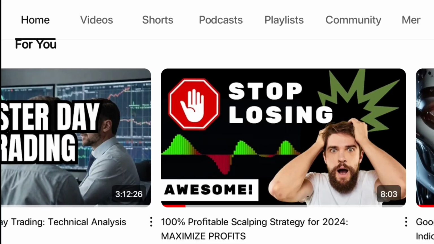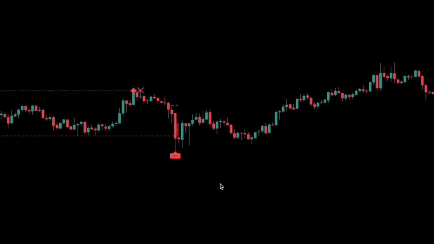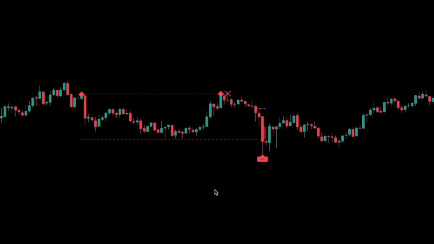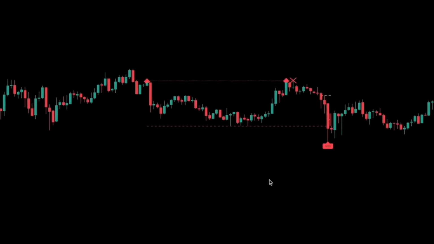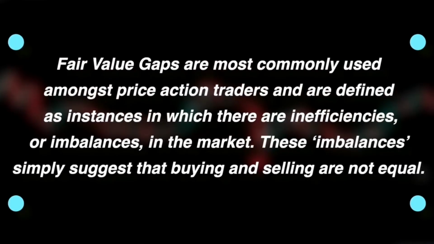Now, let's dive into the fair value gap on a Solana 5-minute time frame. Before we get into how to utilize the fair value gap indicator correctly, let's first understand what the fair value gap is. Fair value gaps are most commonly used among price action traders and are defined as instances where there are inefficiencies or imbalances in the market.